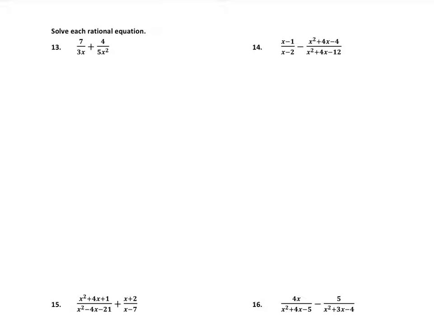Number 13, we get into addition. So now we have to get common denominators. We've got 3x and 5x squared. So our common denominator is going to be 15x squared. So we're going to multiply top and bottom here by 3, top and bottom here by 5x.